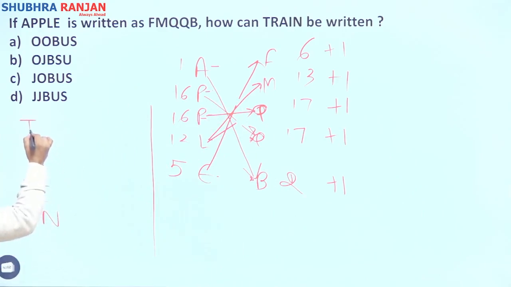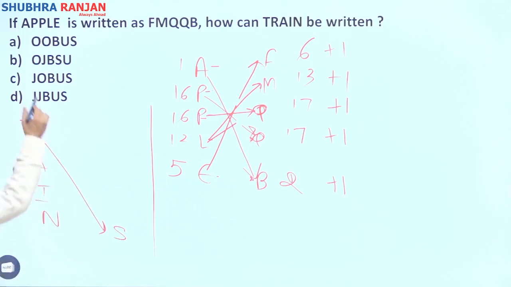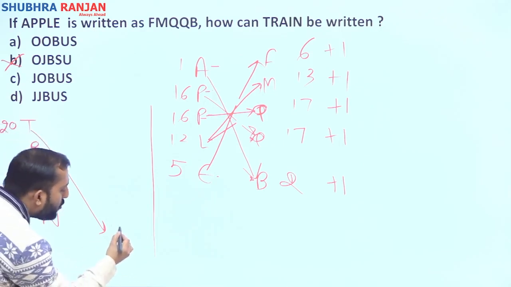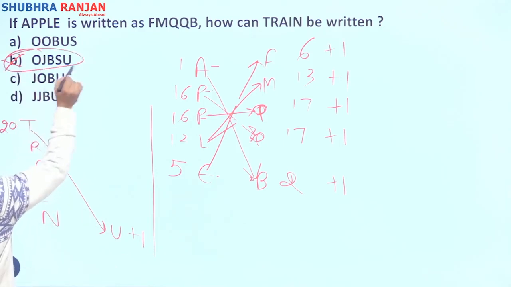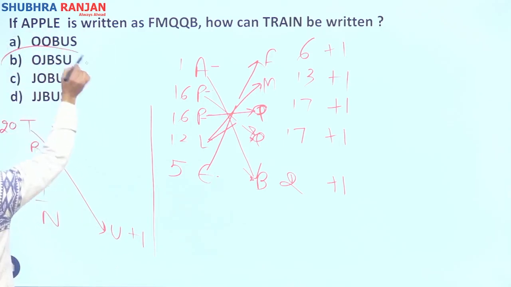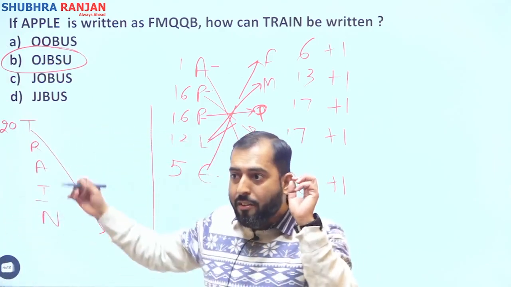T-R-A-I-N. So, T minus 1 is S. My answer should end with S. So option B cannot stand a chance. Oh, sorry. T is 20 and plus 1 is going on, so U. Absolutely. So my answer should end with U. So option B is present. Only in option B, the answer is present. But we have to justify it. I cannot leave it as it is.